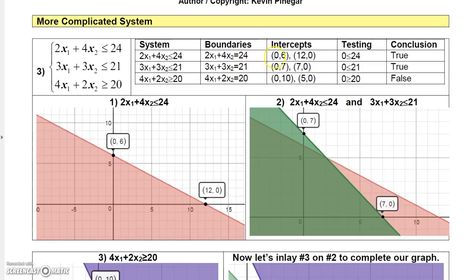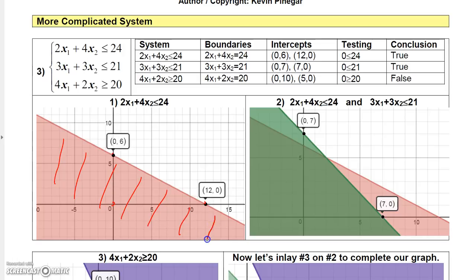So if I let x1 be 0, x2 is 6. If I let x2 be 0, x1 is 12. So this goes through (0, 6) and (12, 0). And I have a solid line. And then if I plug (0, 0) in, I get a true statement. So I shade everything below the line.